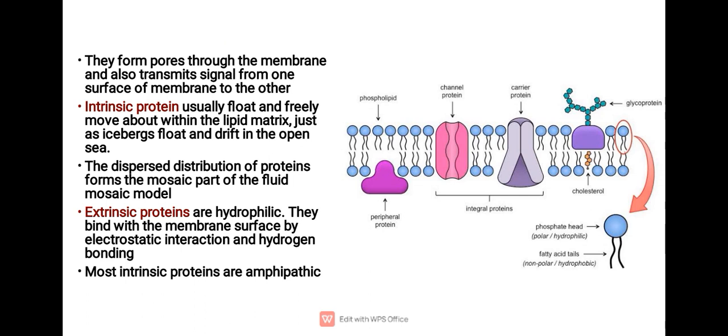So they form pores through the membrane and also transmit signals from one surface of the membrane to the other. Intrinsic proteins usually float and move freely within the lipid matrix, just as icebergs float and drift in the open sea.